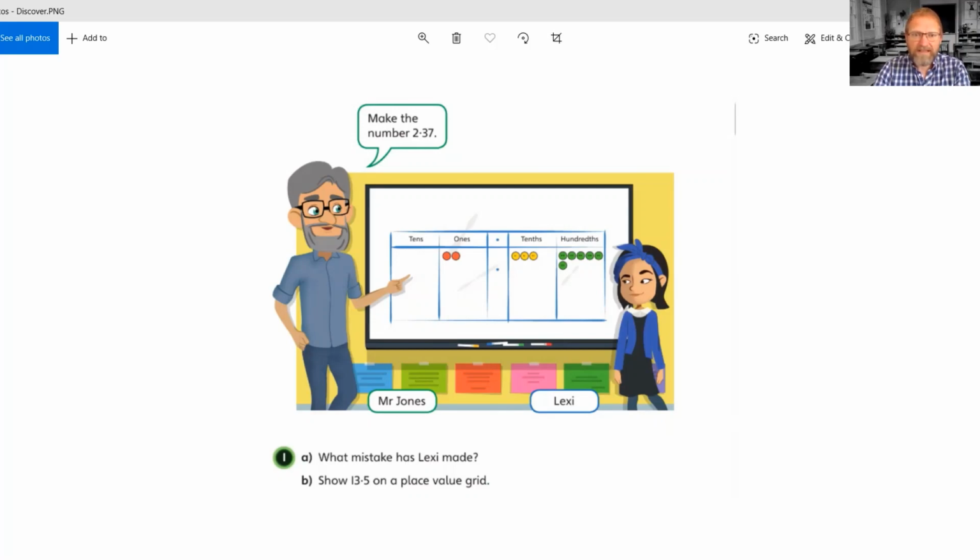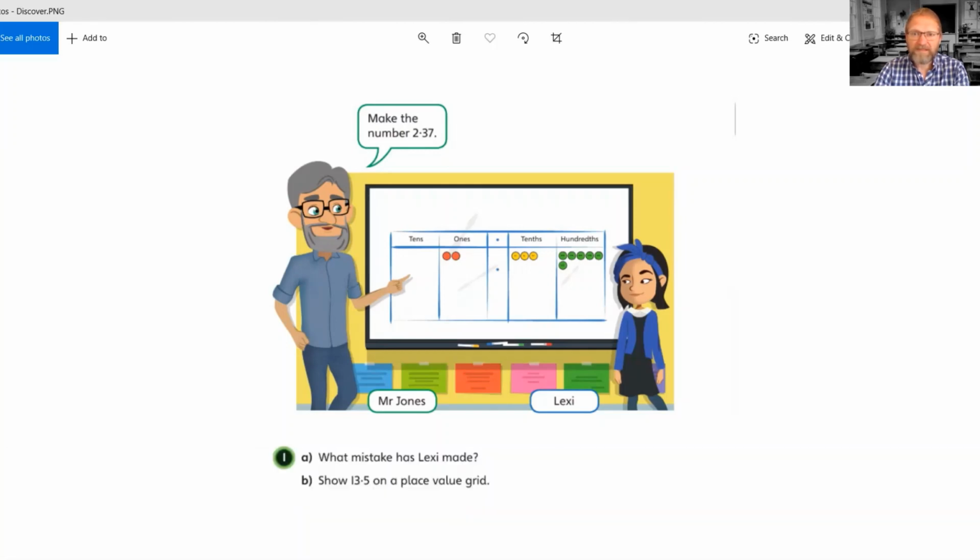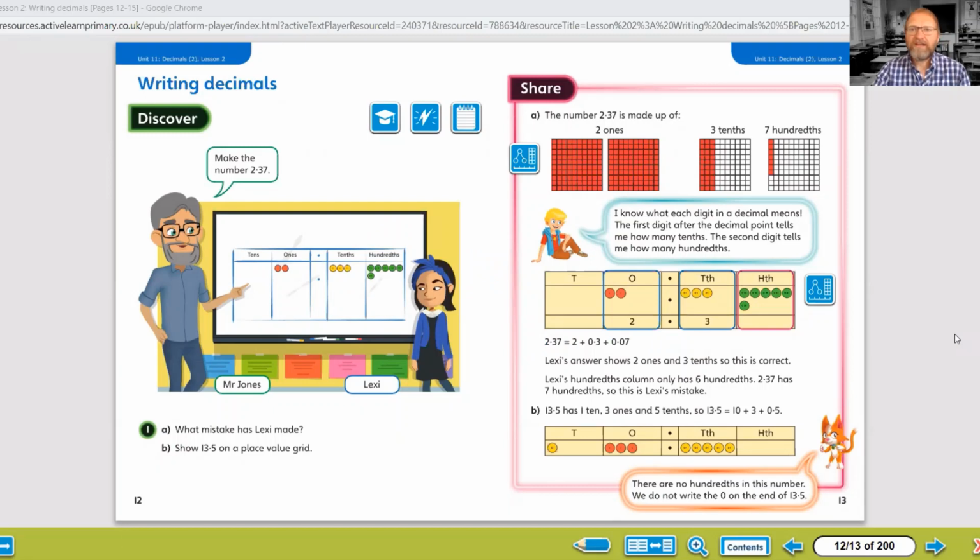Now question 1 says A, what mistake has Lexi made? B, show 13.5 on a place value grid. Spend a little time and look at this question before we go through it together. Okay, let's share the answer now.